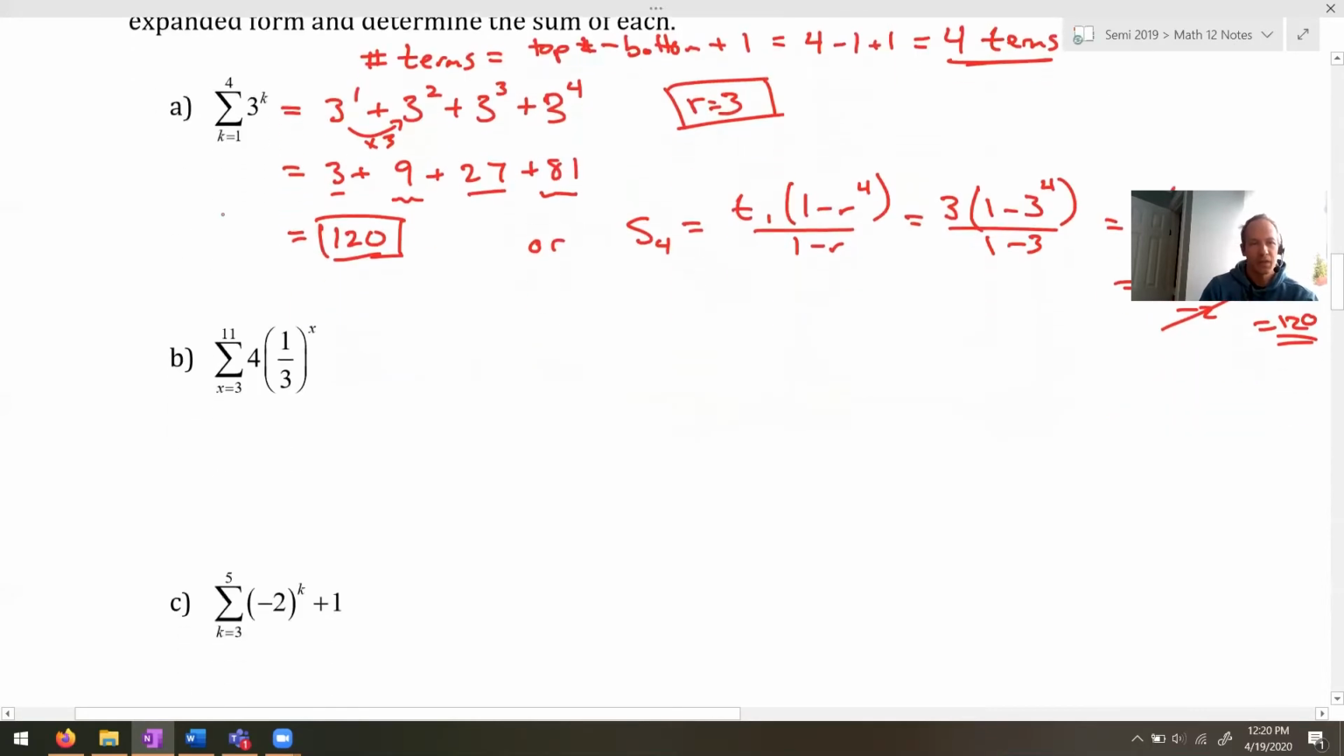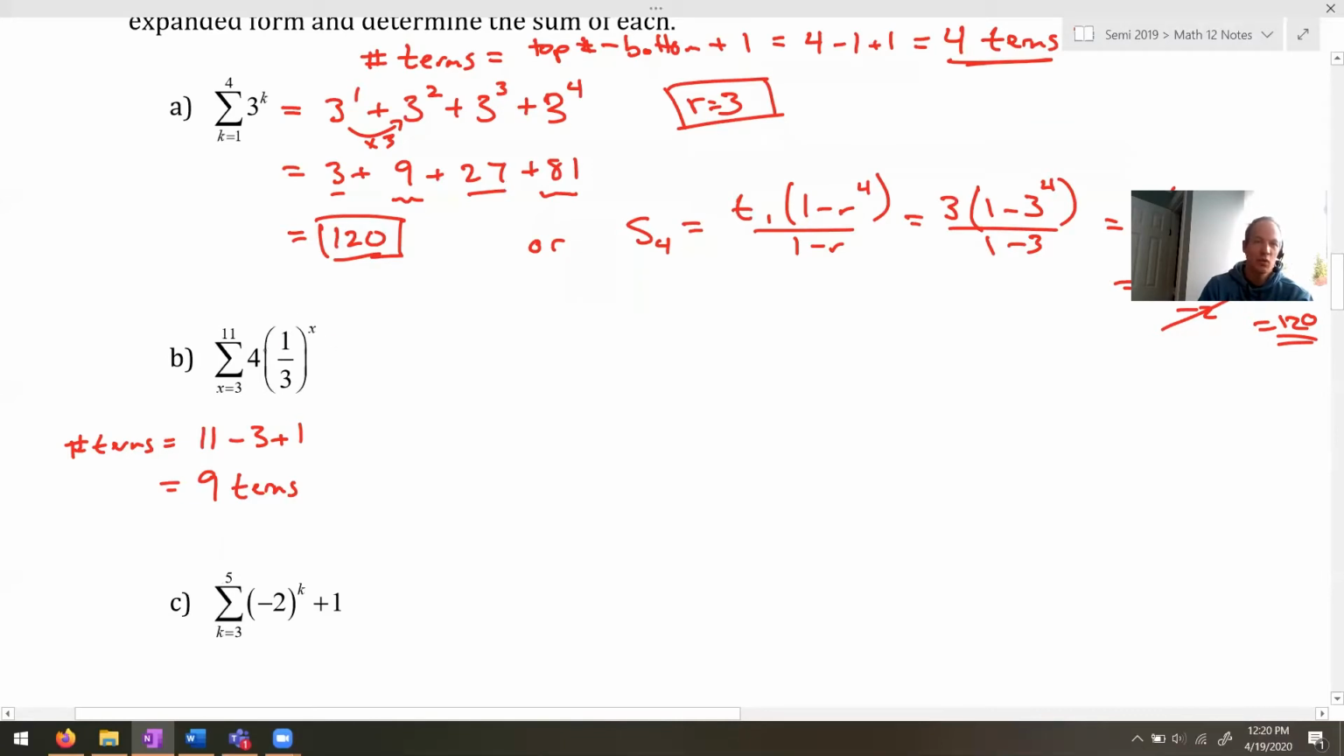Okay, next one. So x is equal to 3, and we have an x. The letters match, so that's fine. There's no problem there. And we're going from 3 to 11. So how many terms do we have in total? The number of terms, I'll just write it down here, equals 11 minus 3 plus 1. So if we actually wrote this whole thing out, we should have 9 terms in total.